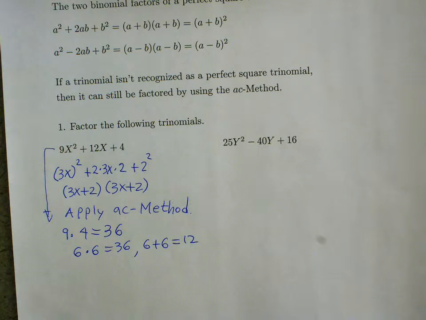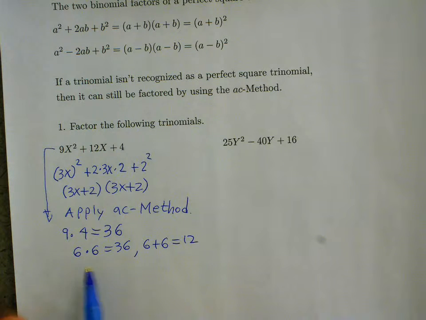And it seems to make sense. The two integers are going to be the same, in this case, 6 and 6. Why does that make sense? Well, if the two binomial factors are the same, it's not far-fetched that the two integers that you need are also going to be the same.